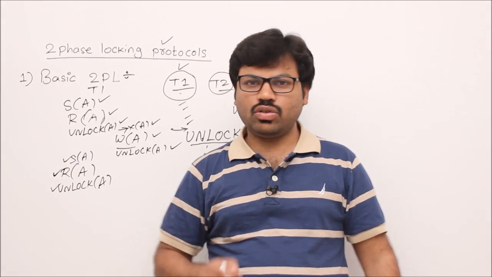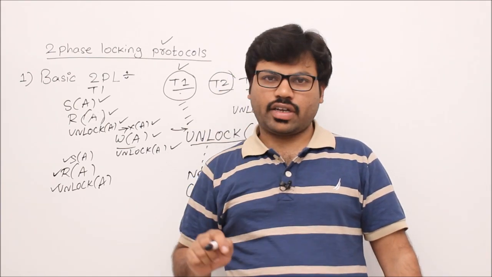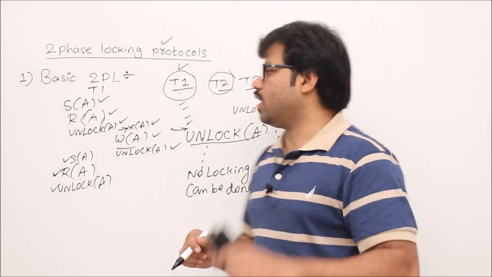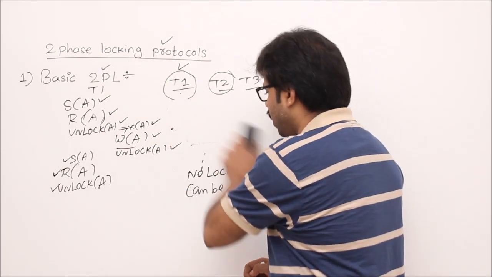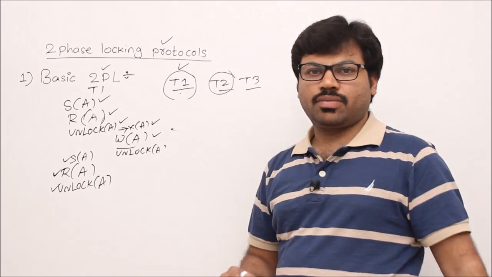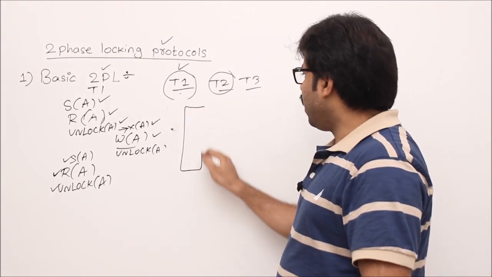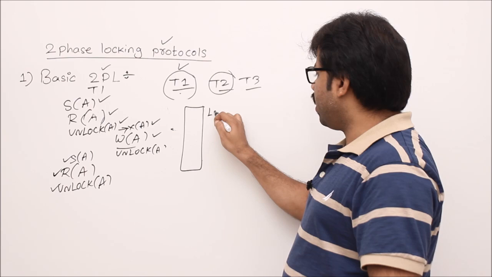Every transaction has to lock first, after that unlocking. There are only two phases, I can say. That's why it is the two-phase locking protocol. Every transaction will see two phases in this model. One is the locking phase.